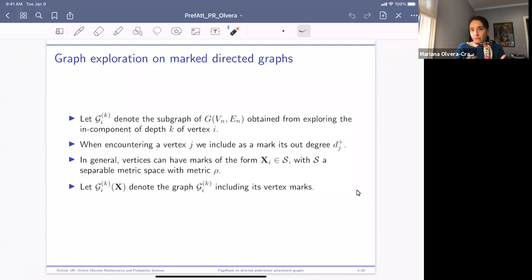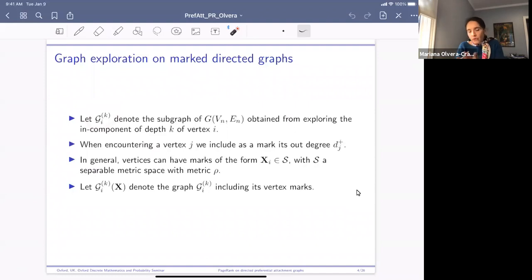And for that, I need to first explain how we do an exploration of a directed graph like the one I just described. I'm going to call G_I^K the exploration, the subgraph of my big graph that results from exploring the in component of vertex I. I'm going to do so breadth first by looking at exactly K steps, or K hops, away. So this is the in component of depth K started at I.